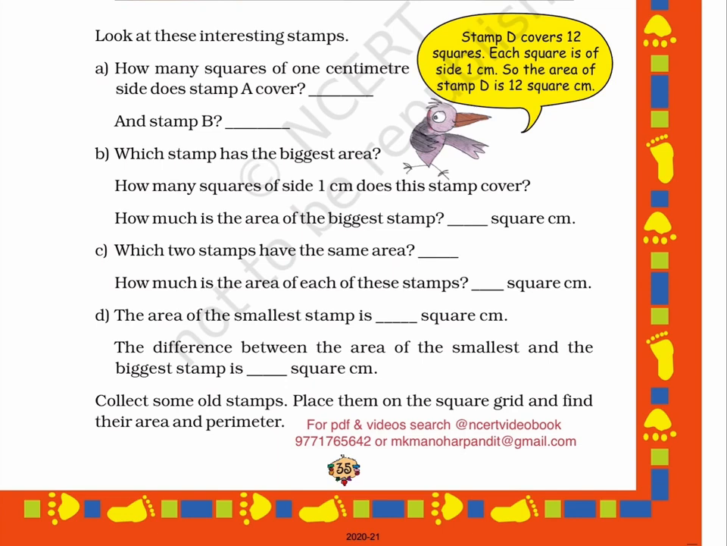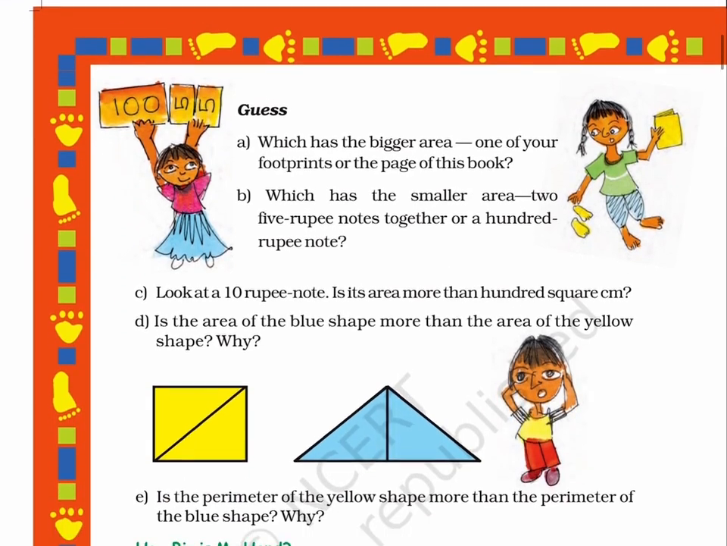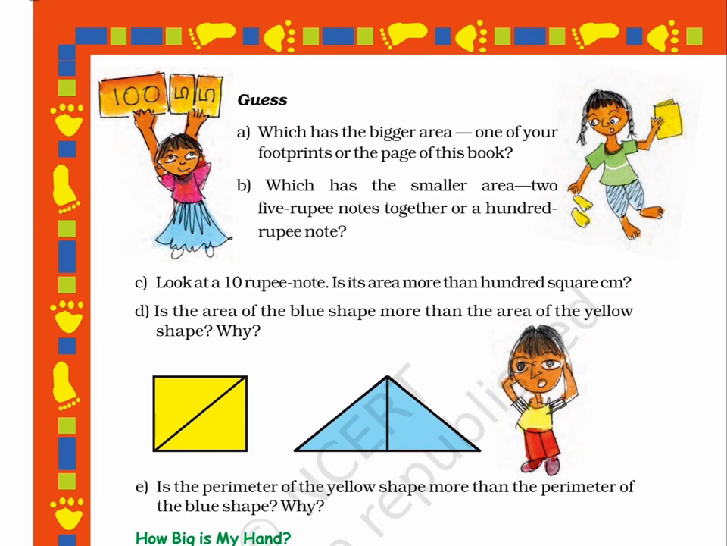Collect some old stamps. Place them on the square grid and find their area and perimeter. Page 36. Guess. A. Which has the bigger area? One of your footprints or the page of this book? B. Which has the smaller area? 2 5-rupee notes together or a 100-rupee note?